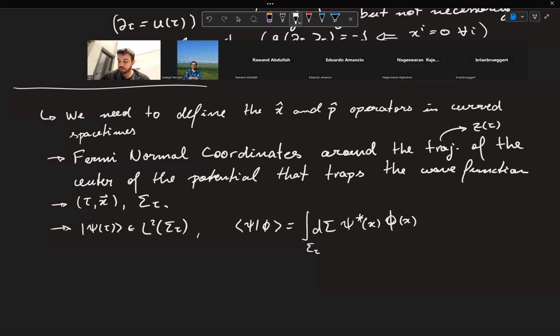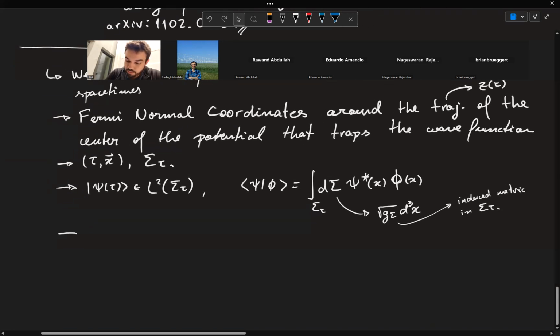The point here is that d sigma is root g sigma d3x, and this g sigma is the induced metric in the surfaces sigma tau.